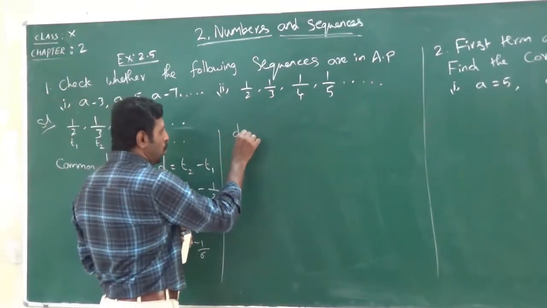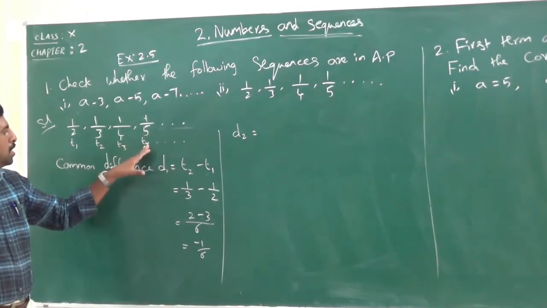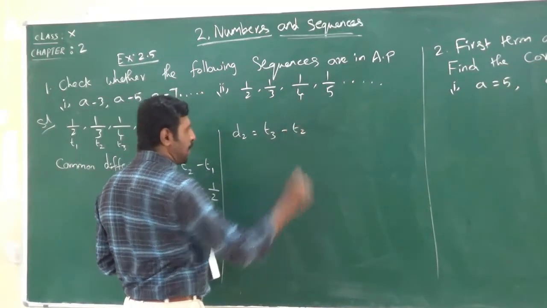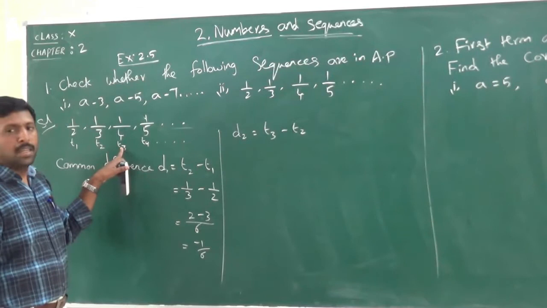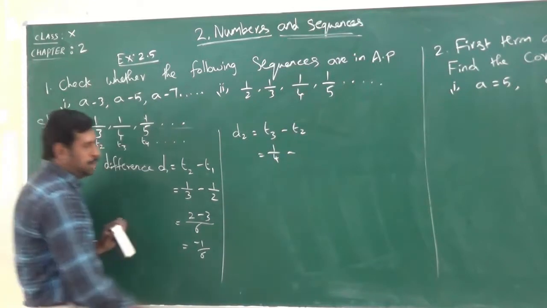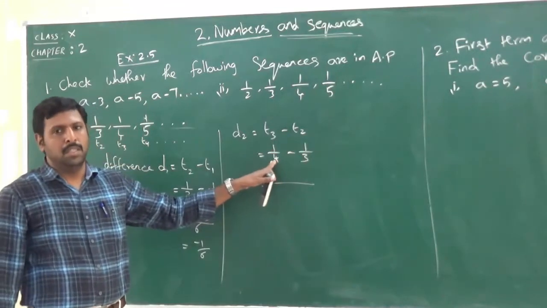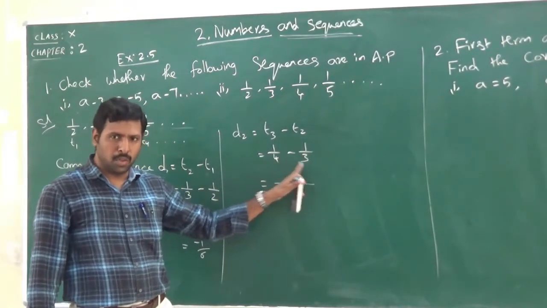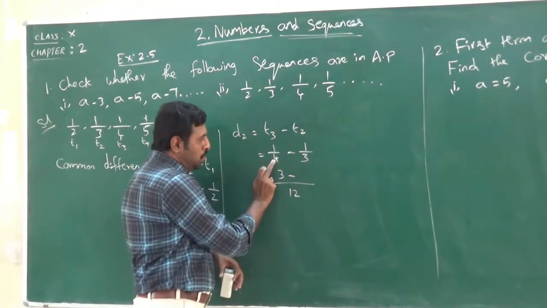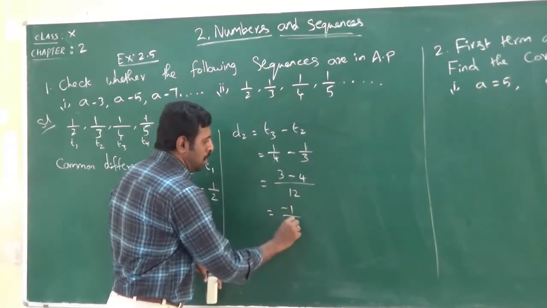Next d2, the common difference of the second terms, that is t3 minus t2, or you may take t4 minus t3, right? Here I take t3 minus t2. The third term is 1 by 4 minus the second term 1 by 3. Now the denominators are not equal, so we have to take the LCM. If you take the LCM, just multiply the denominators. 4 3s are 12 and then cross multiplication: 3 1s are 3 minus 4 1s are 4. So this is equal to 3 minus 4 is equal to minus 1 divided by 12.